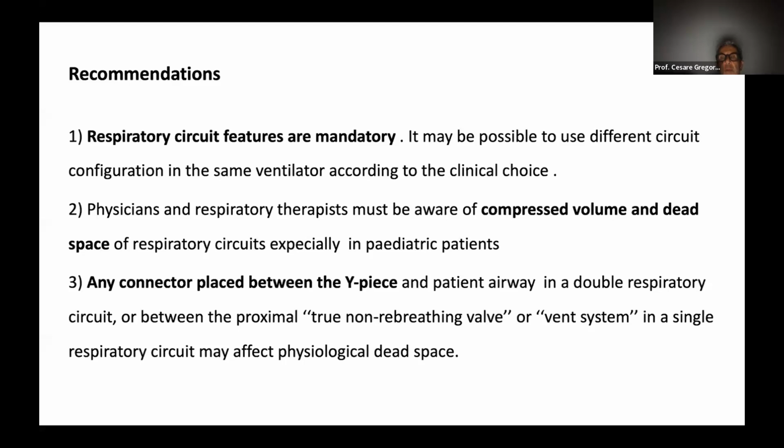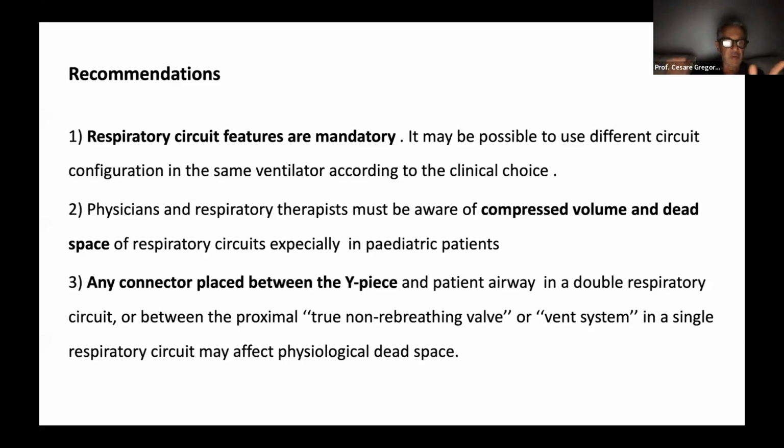It may be possible to use different circuit configurations in the same ventilator according to the clinical choice, non-invasive ventilation or invasive ventilation, but we have to know what the algorithm is behind the circuit configuration. Physicians and respiratory therapists must be aware of compressed volume and dead space of the respiratory circuit, especially in pediatric patients.